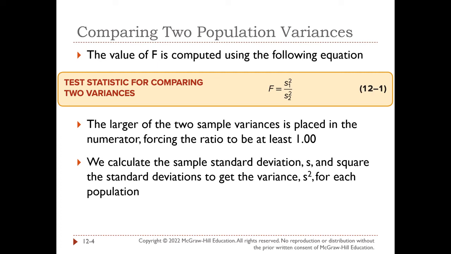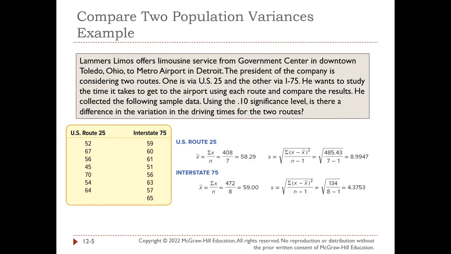Now, when we test whether two population variances are the same and the sample populations follow the normal distribution, we select a random sample of n1 from one population and a random sample of n2 from another population. Here's the example that we could use to test whether the two population variances are equal. We have Lemur Limos, L squared, because we're all about squares today.